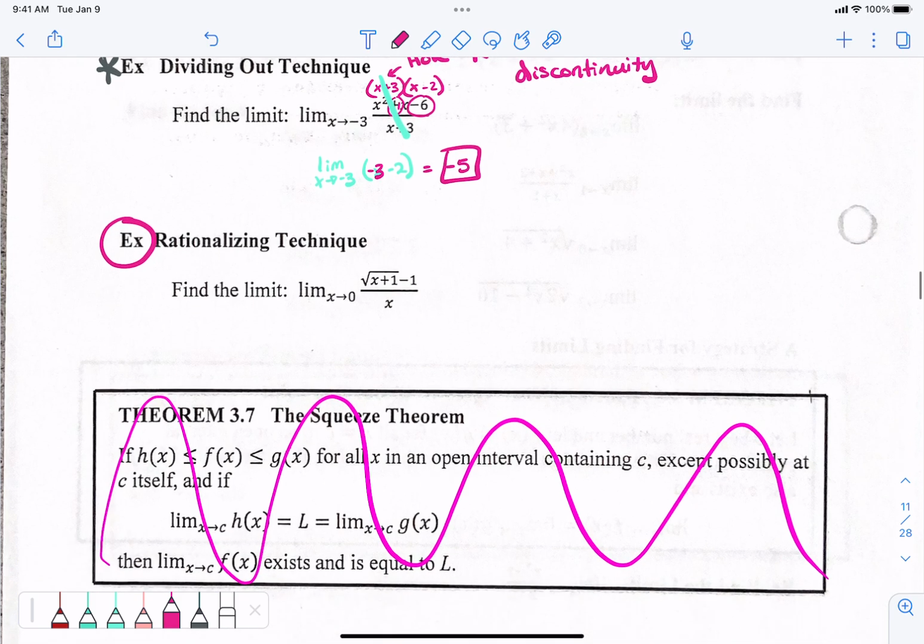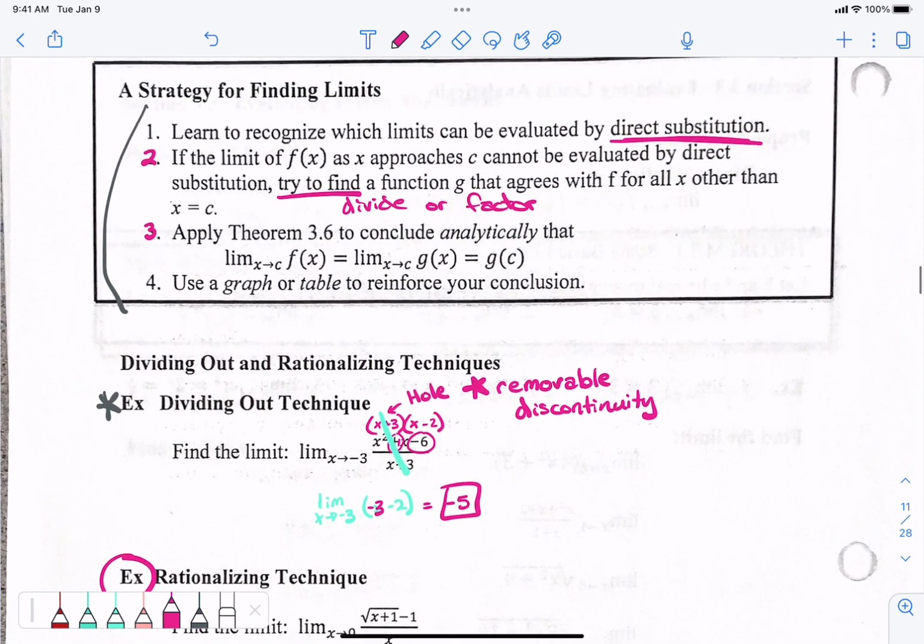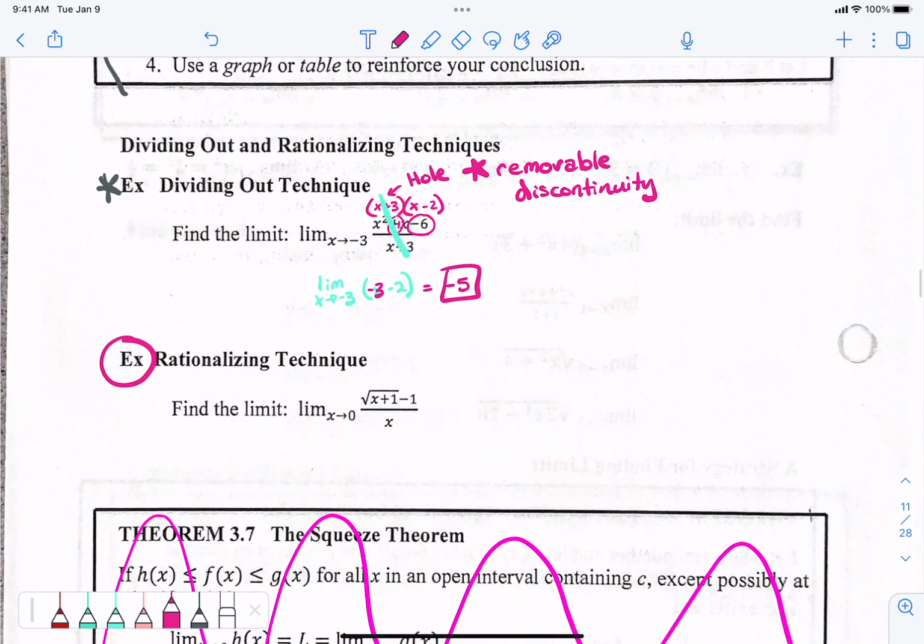On the test you don't have to give reasons or anything like that. Good. Okay, so number 3 is rationalizing. R-A-T-I-O.